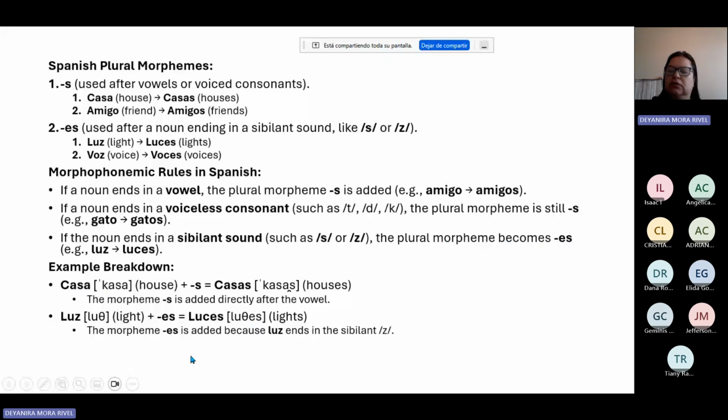I'm trying to figure out, okay, I'm going to look for that and I'll tell you later, according to the rule in Spanish, how else can we make a plural?